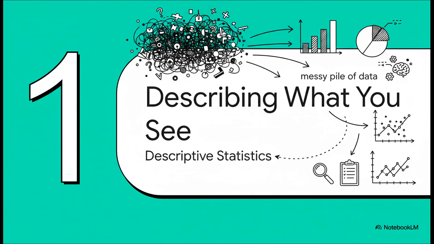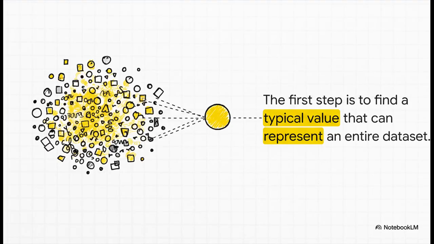Okay, so let's start in that first world, describing what we see. This is all about taking a huge, messy pile of data and making some sense out of it. So imagine I just hand you a spreadsheet with 1,000 different numbers on it. Where would you even start? Well, the very first thing a statistician does is try to find the center. It's like finding the heartbeat of the data, that one typical value that can kind of represent the whole group.